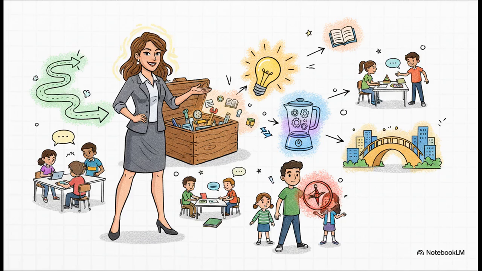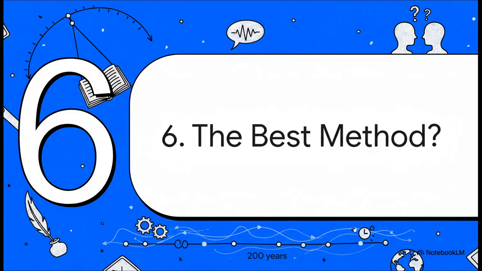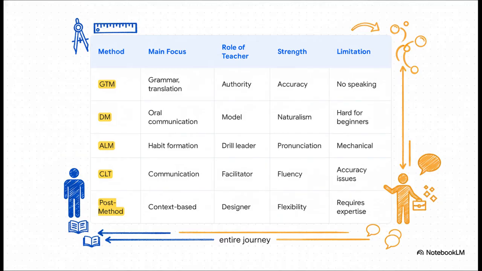This approach really empowers teachers to be creative professionals who design the best learning experience for the actual students sitting right there in their classroom. Okay, let's wrap this all up. After a 200-year journey following that pendulum swinging back and forth, where does that leave us? This table basically tells the whole story, doesn't it? You can literally see the main focus shifting from accuracy to fluency, and you can see the teacher's role changing from this rigid authority figure to a flexible designer of learning. It's the whole journey in one spot.